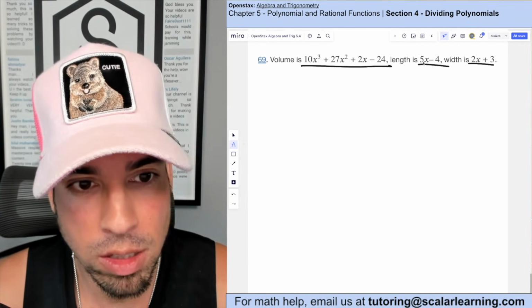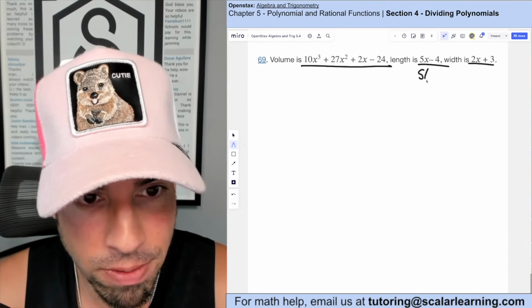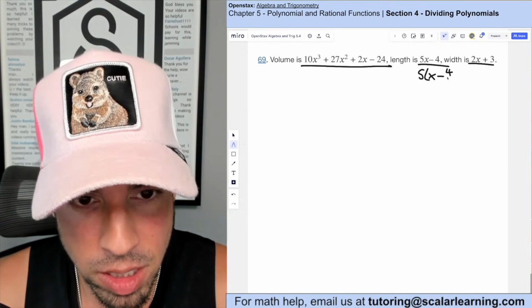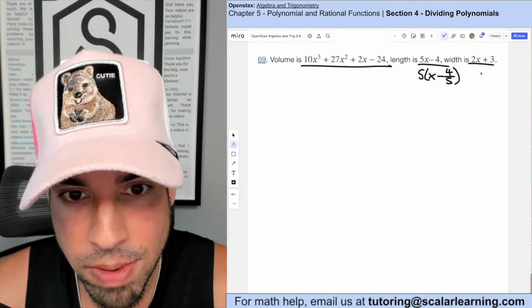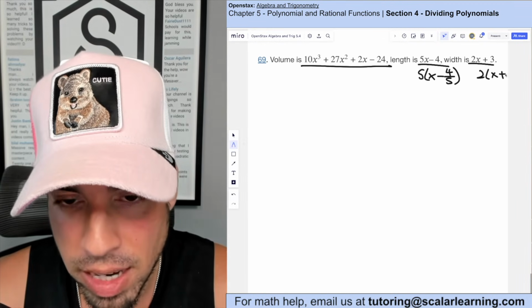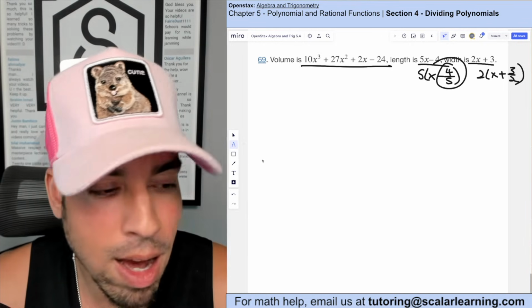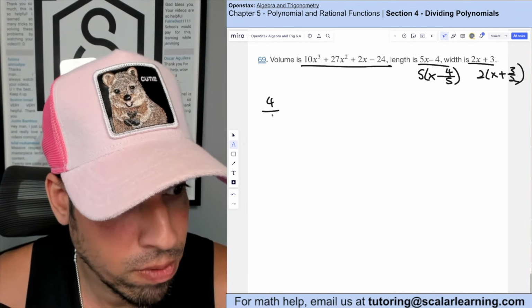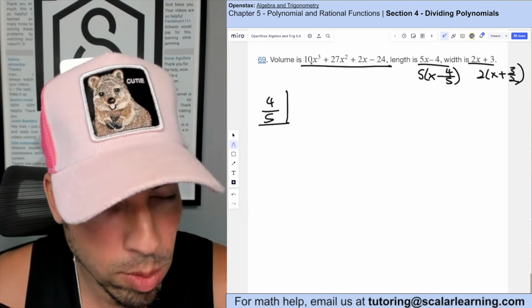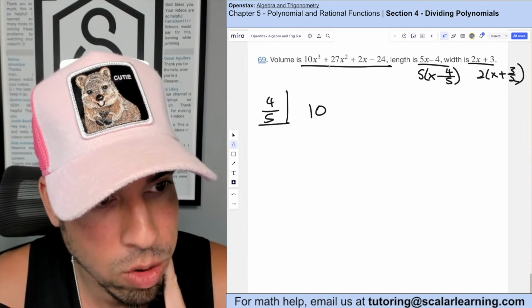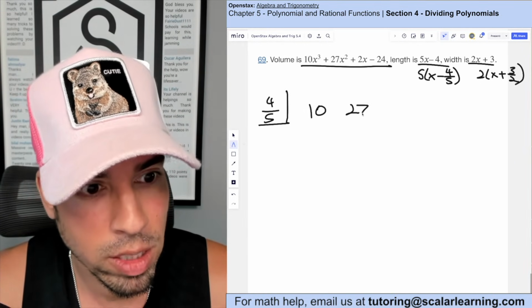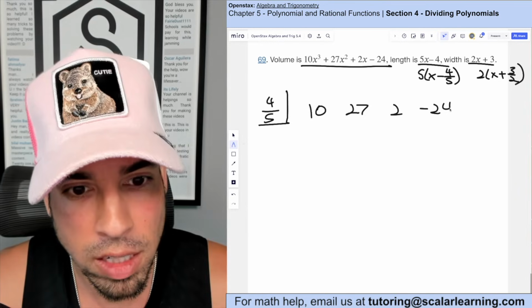Just remember, with these coefficients in front of the x, I have to factor that out. So that becomes x minus 4/5. And here I have to factor out the 2. And that becomes x plus 3/2. So now as we carry out the division, first I'm going to take the opposite of this, which is 4/5. And that goes in the box. And then we're going to write out these coefficients in descending order of degree: 10, 27, 2, negative 24.